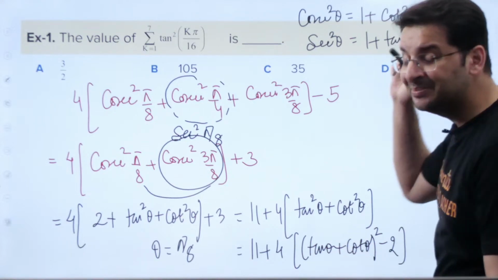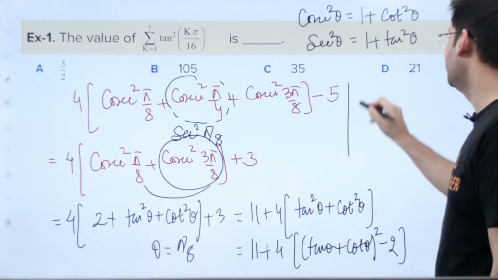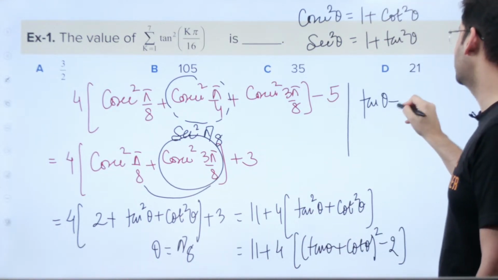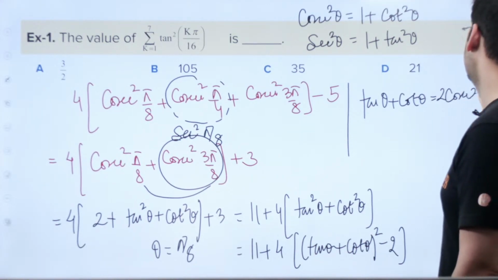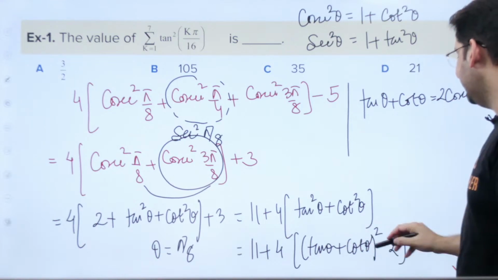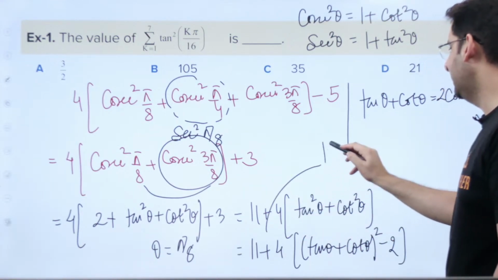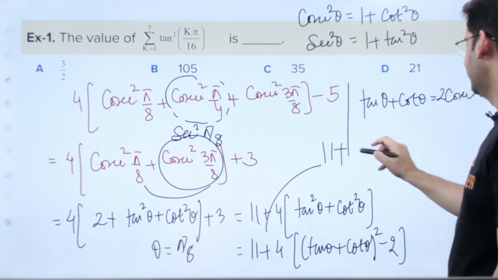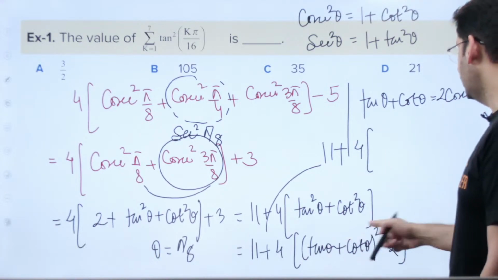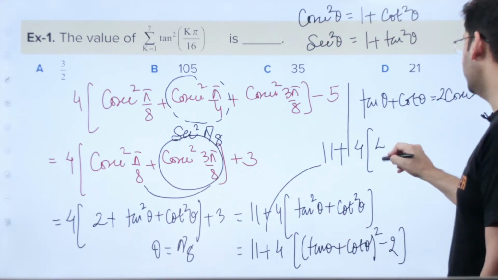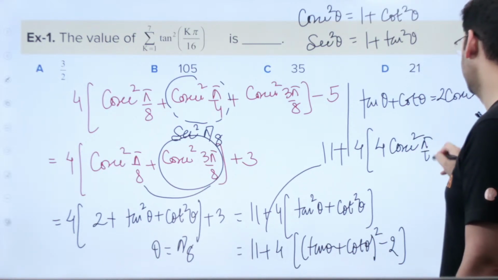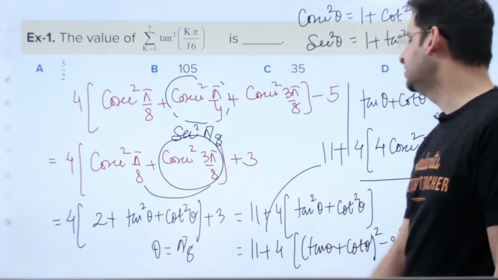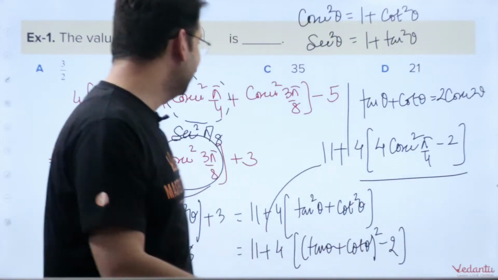And again same identity, whatever we learned: tan theta plus cot theta is 2 cosec 2 theta. So this is going to be 11 plus 4 times 2 cosec 2 theta squared, which is 4 cosec square 2 theta, where 2 theta is pi by 4, minus 2. And put the values, you will get the answer.